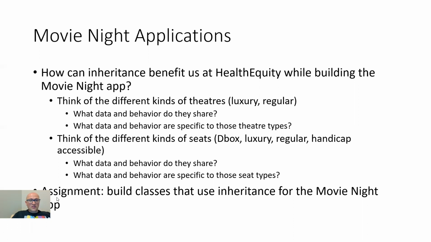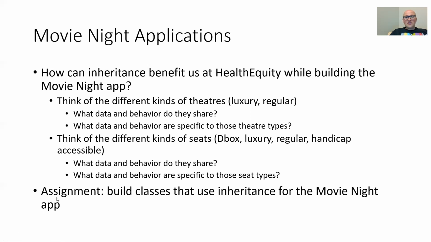So we've also got different kinds of seats in the theaters. Some of them have luxury seats. Some of them are those fancy D-box seats that rumble during certain parts of the movie. Some of them are handicap accessible. So think about the seats. What properties, what data do they share? Maybe those could go into a parent seat class. What data or behavior are specialized or unique to these seat types? Those would go in the child classes.